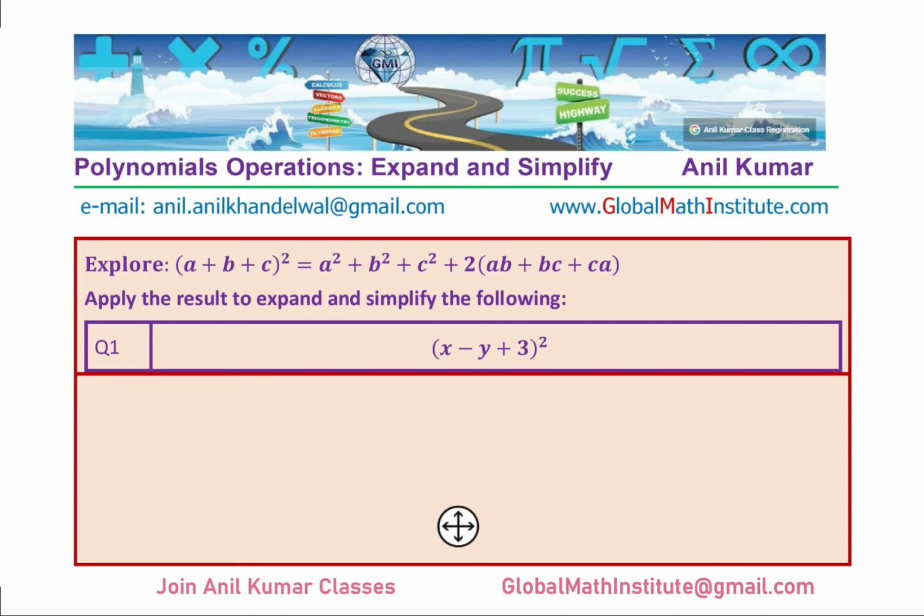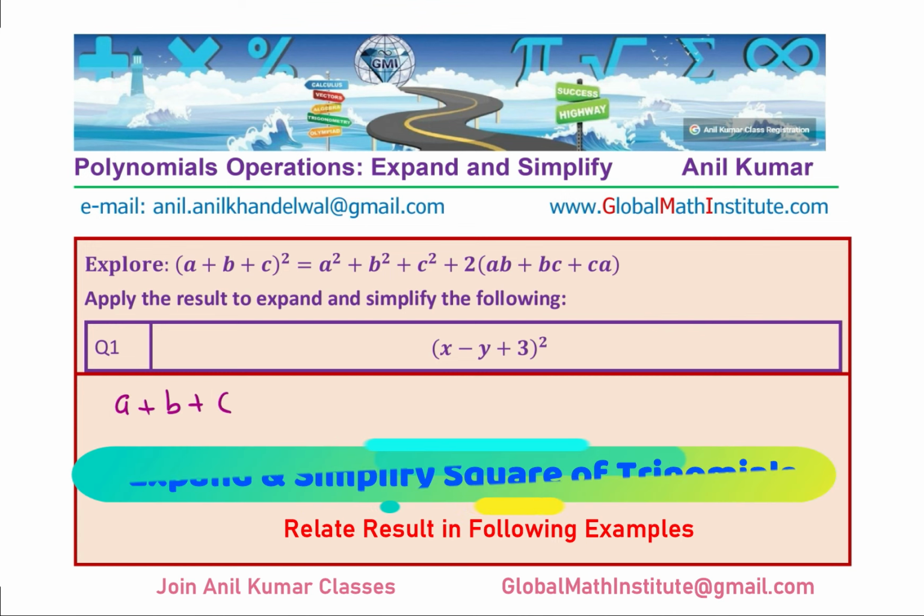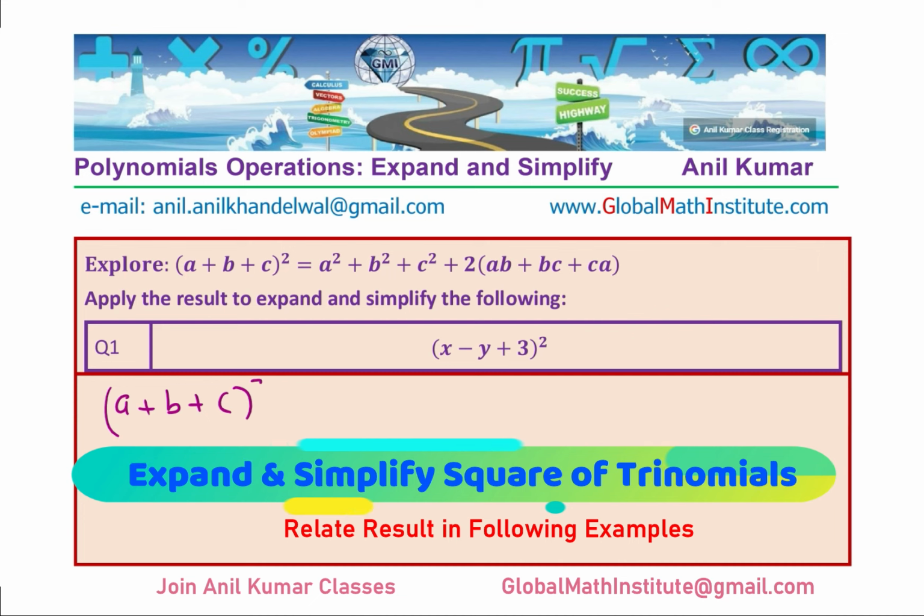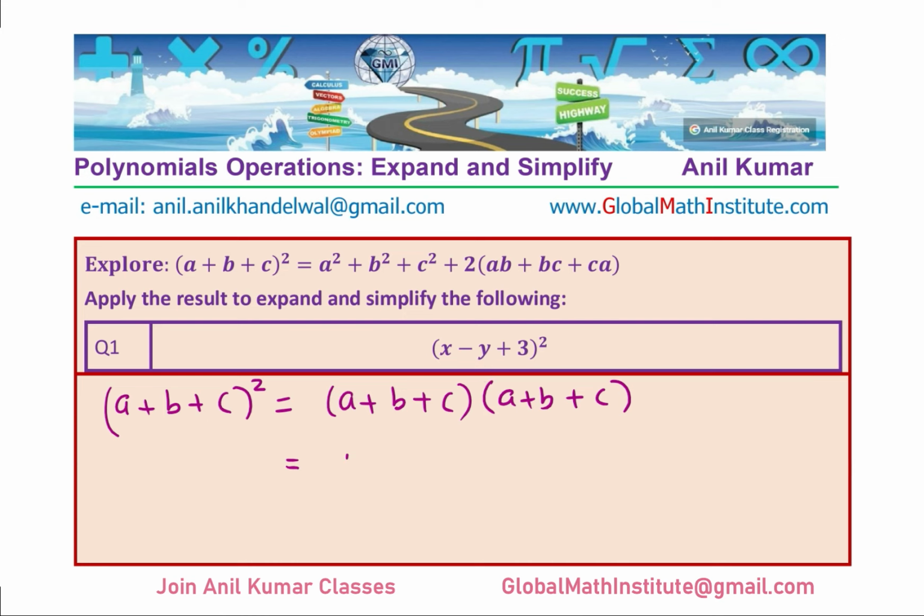So let's begin with the expansion first. So I'm rewriting a plus b plus c whole square. So it really means that we'll multiply a plus b plus c by itself, right? Now that is simple. You could expand using distributive property. Now if you do that, multiplying with a, we get a square, and then with b, we get ab, and with c, we get ac.